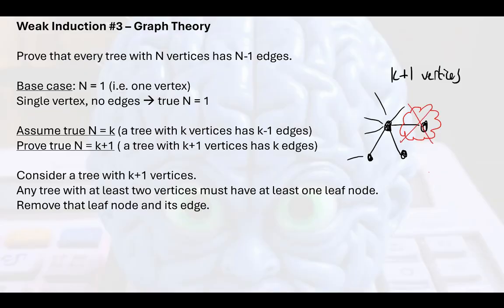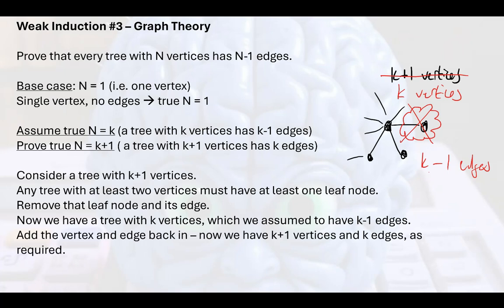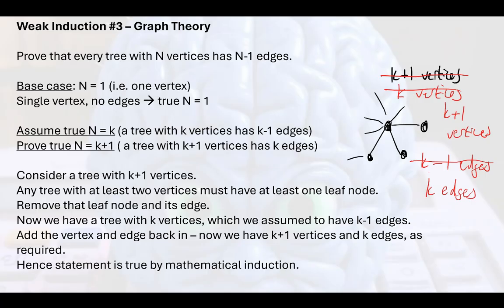So we've now gone from a graph with k plus 1 vertices to a graph with k vertices. Now, that graph with k vertices, by our inductive assumption, has k minus 1 edges. When we add the vertex back in, we now have k plus 1 vertices and k edges, because we've added 1 to each of them, and that is what we were aiming to get. Hence, our statement is true by mathematical induction.